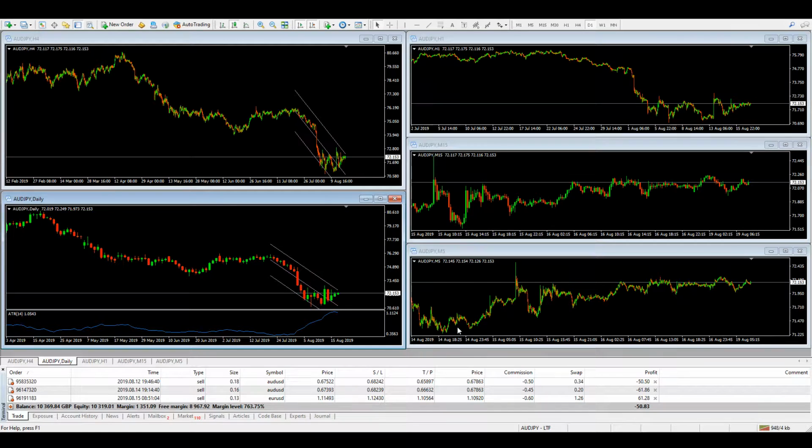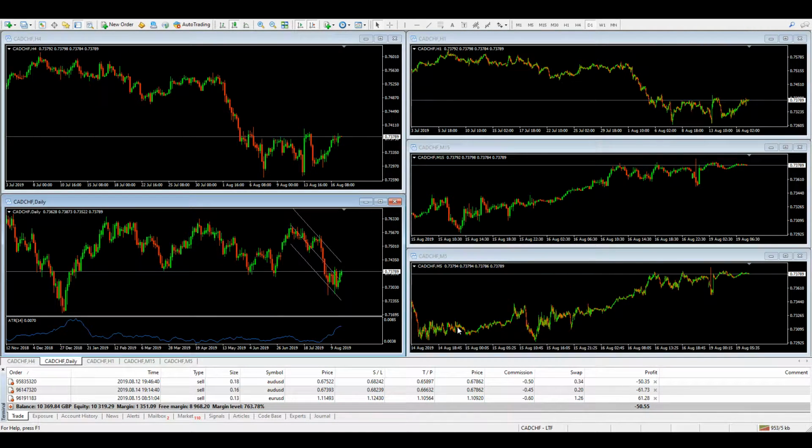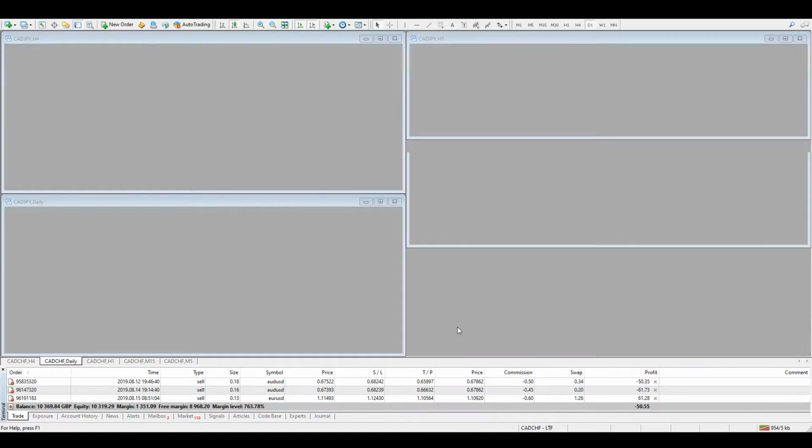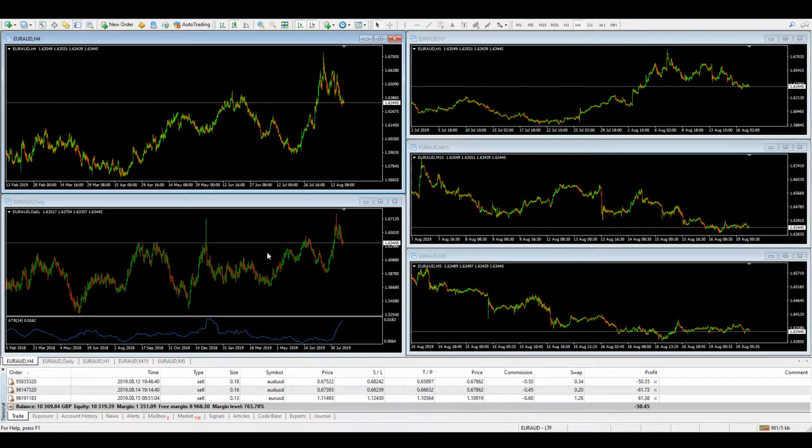This is similar, but I think the price action on the other ones was better. So no, I'll come back to this. I'm always looking at the daily here first of all, for reference, that's where I make my decision.